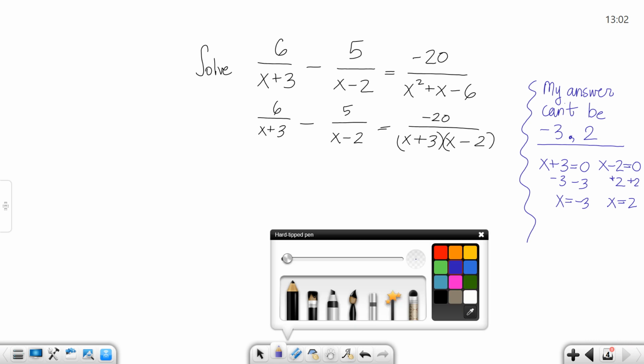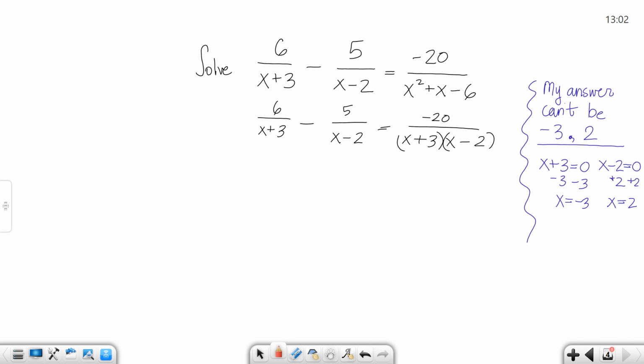Now, the next thing I have to do is find a common denominator. Since I've already factored it, that should be really easy. My common denominator for this one is going to be an x plus 3, an x minus 2. x plus 3 I already have, x minus 2 I already have. Great. So my common denominator is x plus 3 and x minus 2.